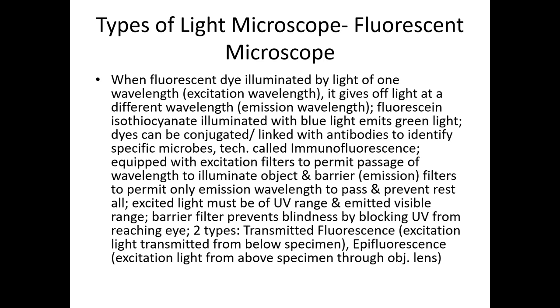For example, the name of one fluorescent dye is fluorescein isothiocyanate. So what is happening for that? The dye fluorescein isothiocyanate, if illuminated with blue light, will emit green light. That is an example of a fluorescent dye. So what is the peculiarity of this fluorescent dye? If we are illuminating with blue light, it will emit green light. So blue light has one wavelength, which is the excitation wavelength, whereas green light is the emission wavelength. Clear? Now, what is another property of fluorescent microscope?